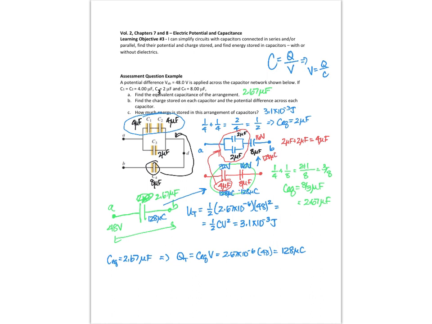Now I have to think about the fact that these two are in parallel. The 2 microfarad capacitors that are in parallel have the same potential difference across them. So that's the rule that I'll use to go back from the 4 microfarad that stood in their place. We found the 4 microfarad capacitor had a potential difference of 32 volts. So these will each have a potential difference of 32 volts.